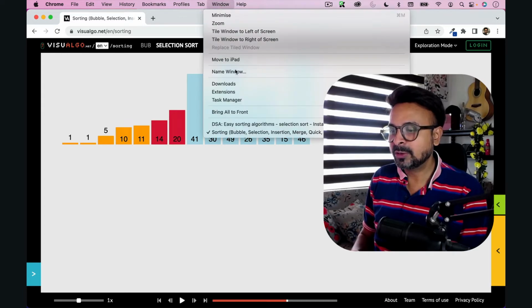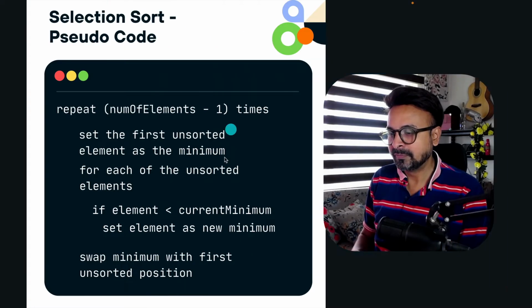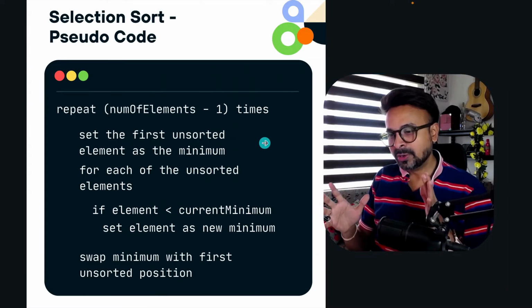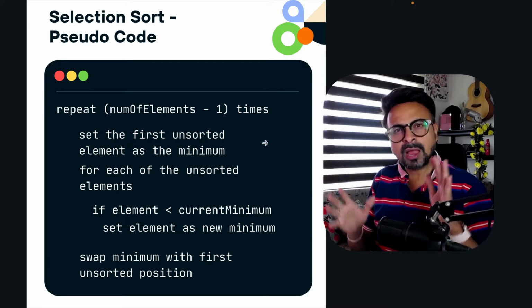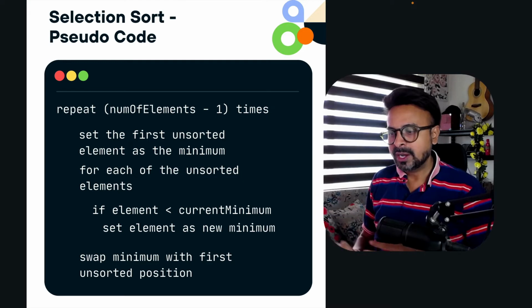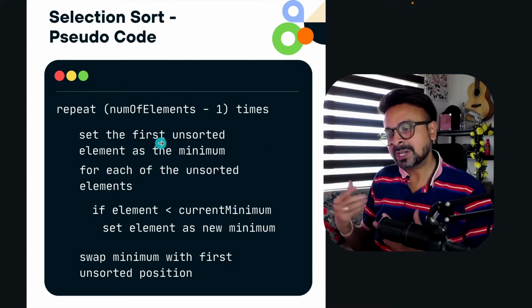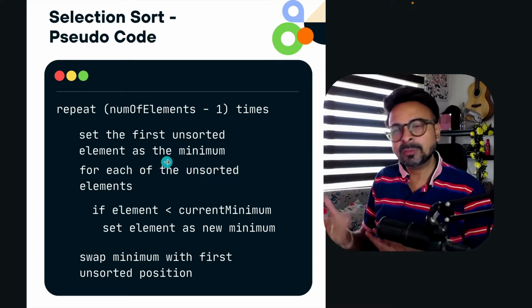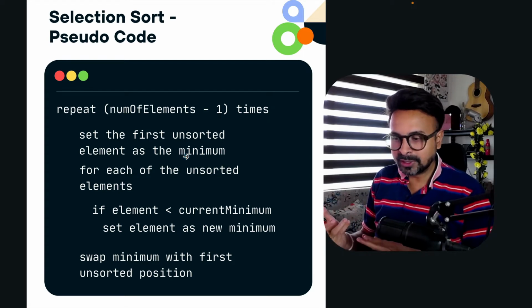I will go back to my slides now. So this is the pseudocode, right? We are going to have two loops here. One will be the outer loop and there will be the inner loop. We'll start with the first element. We'll set that element as a minimum or smallest element in the array.